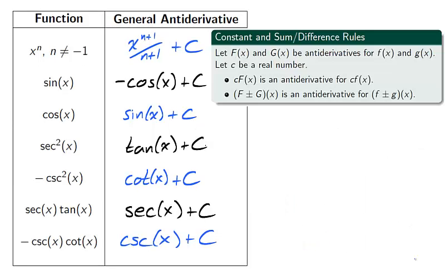Since the derivative of a sum is the sum of the derivatives, the antiderivative of a sum is the sum of the antiderivatives. Similarly, the antiderivative of a constant multiple is the constant multiple of the antiderivative.